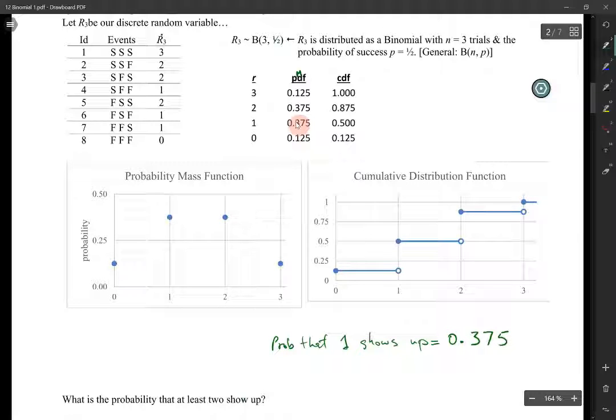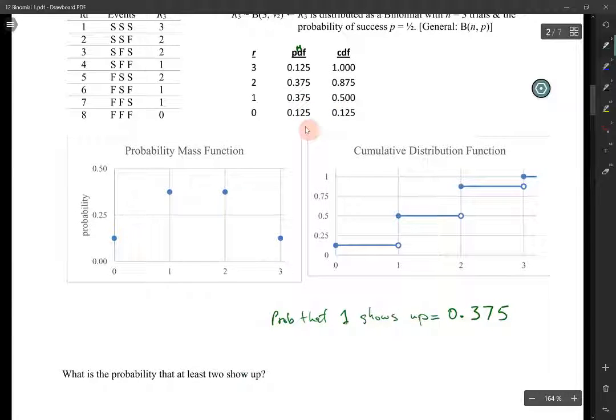Because the probability that 1 shows up, it could be that the first one shows up and the other 2 don't show up. Or it could be that the second one shows up and the first and the third didn't show up. Or it could be that the third one showed up and the first 2 didn't show up. And so here we have, from this probability mass function, from this tool that we have, the probability mass function is a tool. It tells us that the probability that 1 shows up is 0.375.